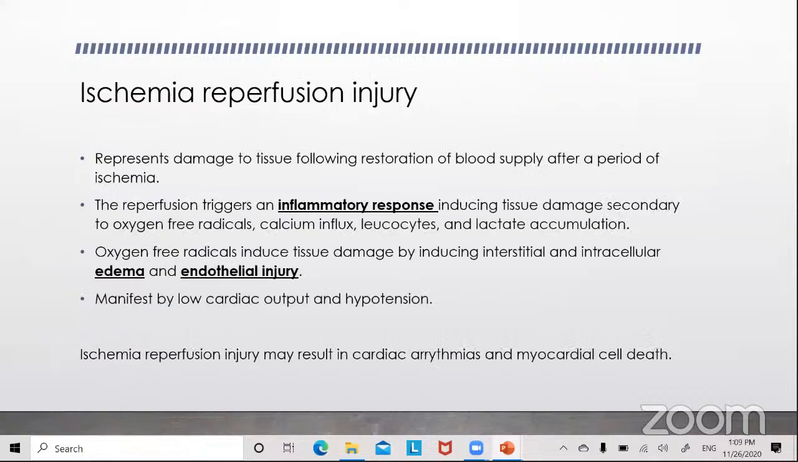Ischemia reperfusion injury represents damage to tissue following restoration of blood supply after a period of ischemia. The reperfusion triggers an inflammatory response inducing tissue damage secondary to oxygen-free radicals, calcium influx, leukocytes, and lactate accumulation. The oxygen-free radicals induce damage to the tissue by inducing interstitial and intracellular edema and endothelial injury. It manifests as low cardiac output and hypotension, and it may result in cardiac arrhythmia and myocardial cell death.